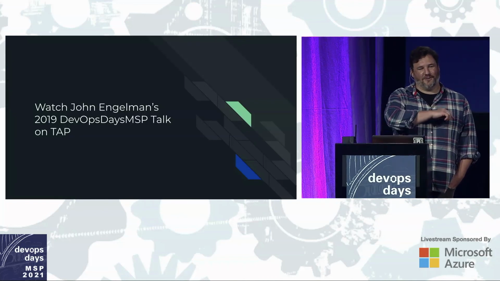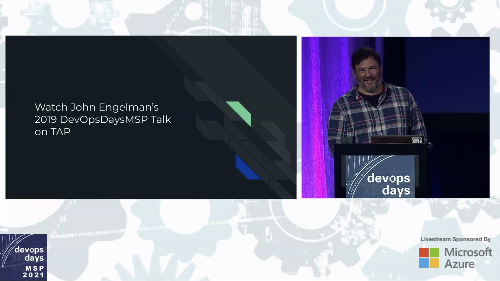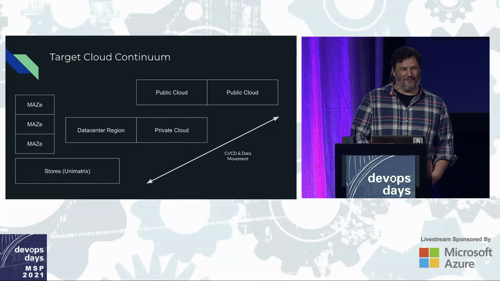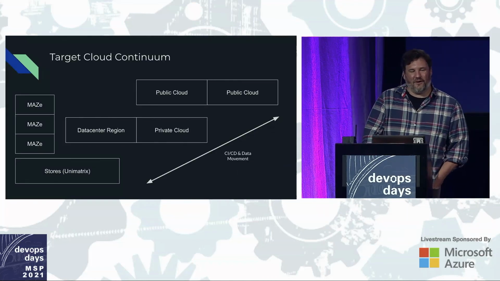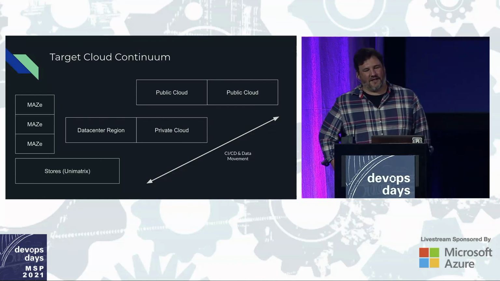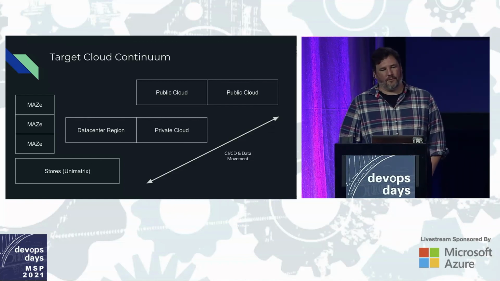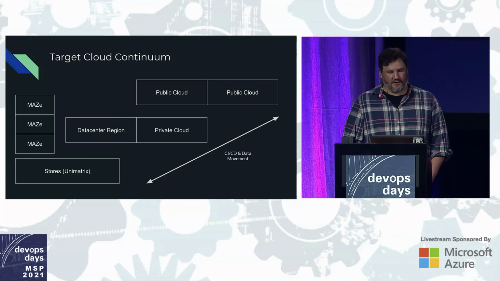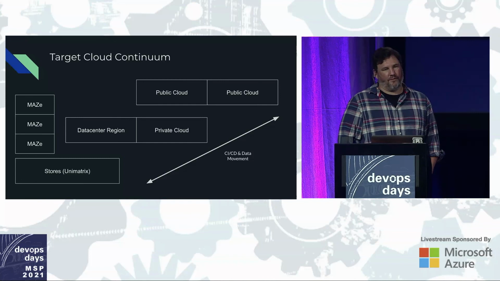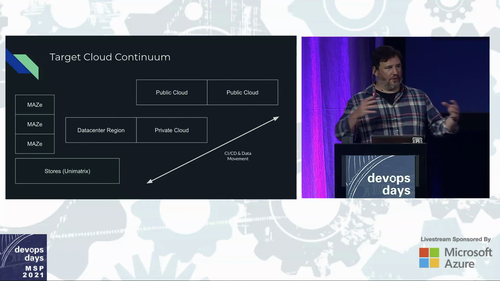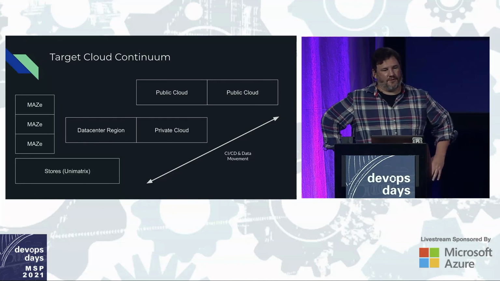Go watch John Engelman's 2019 talk on TAP. If we had a lot more time, I could go into it. But this is a very quick representation of how that CI/CD and data movement portion matters so much to us. This is more or less what I consider Target's cloud continuum. We have multiple public clouds. We have multiple legacy data centers as well as private cloud regions, and then we have a big stores block that obviously has multiple stores.